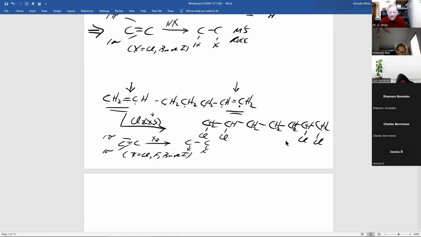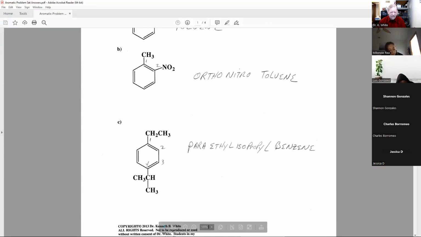Again, when double or triple bonds, more than one in a molecule, are separated by one or more carbons, they act independently. By the way, that's not true for aromatic compounds, though. But we talked about that.